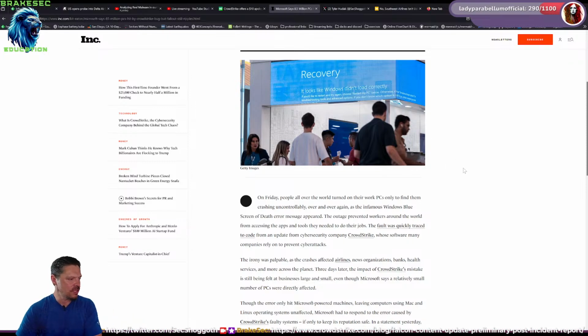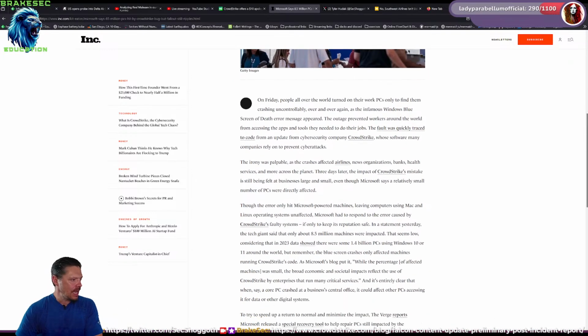The irony was palpable as the crashes affected airlines, news organizations, banks, health services, and more. In the statement, they said only 8.5 million machines were impacted, considering 2023 data showed there were 1.4 billion PCs using Windows 10 or 11 around the world. But remember, blue screen crashes only affected machines running CrowdStrike code.